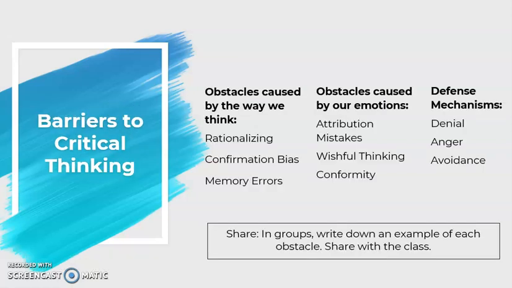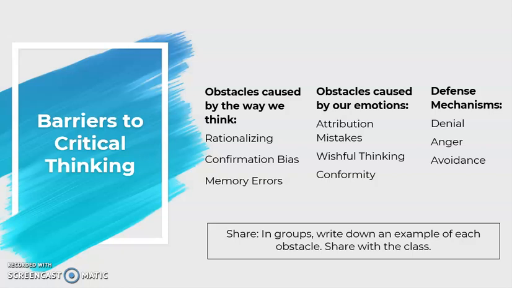The last element of this chapter covers barriers to critical thinking. These are obstacles, sort of ways of thinking that tend to get in the way. They are obstacles to being a good critical thinker. So again, very briefly, I'm just going to go over each one and maybe give you an example. Some obstacles that are caused by the way we think include rationalizing, confirmation bias, and memory errors.